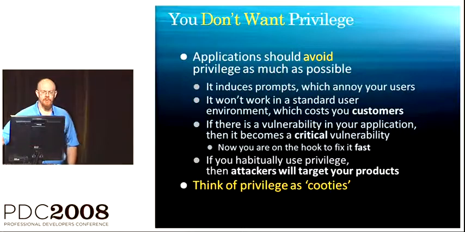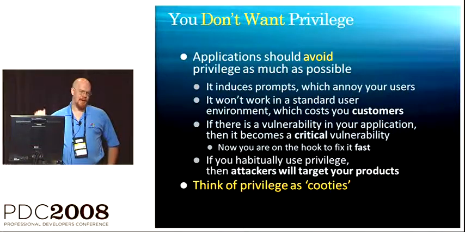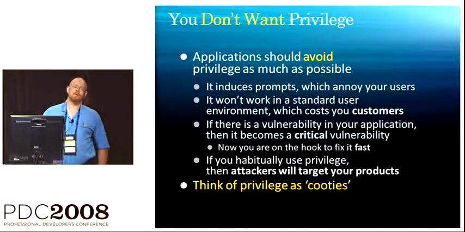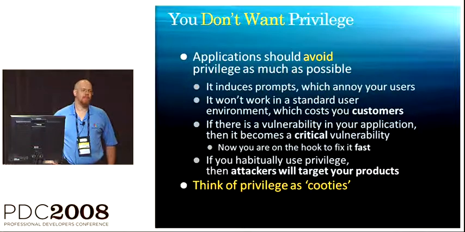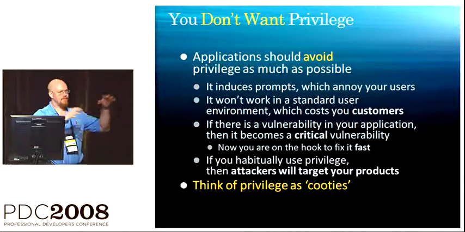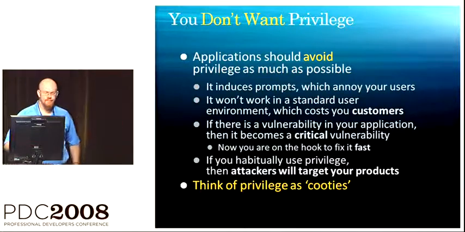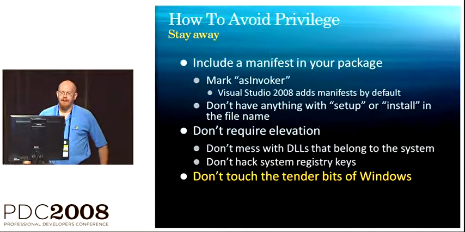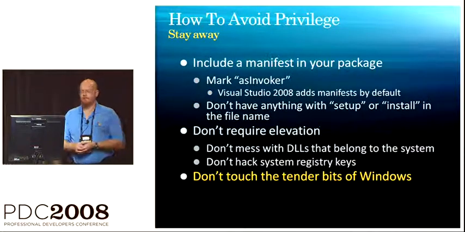I've said this before, if there's a vuln in your application and you're using privilege, oh, you are such a target. You're the raw meat that attackers are looking for. So if you just avoid privilege, then you don't have to write perfect applications. So think of privilege as cooties. You don't want them. How to stay away.